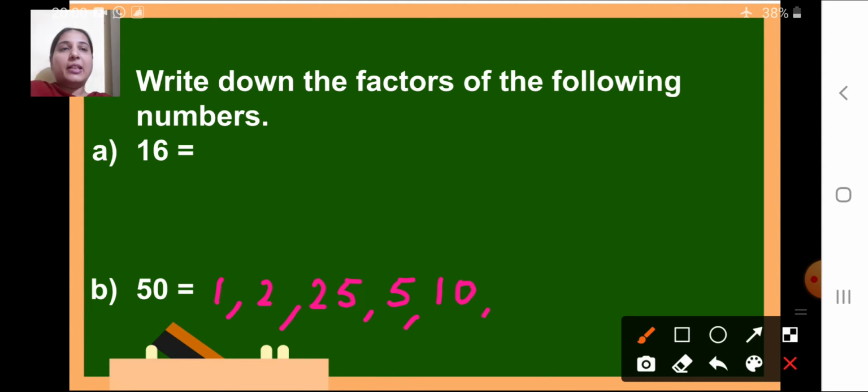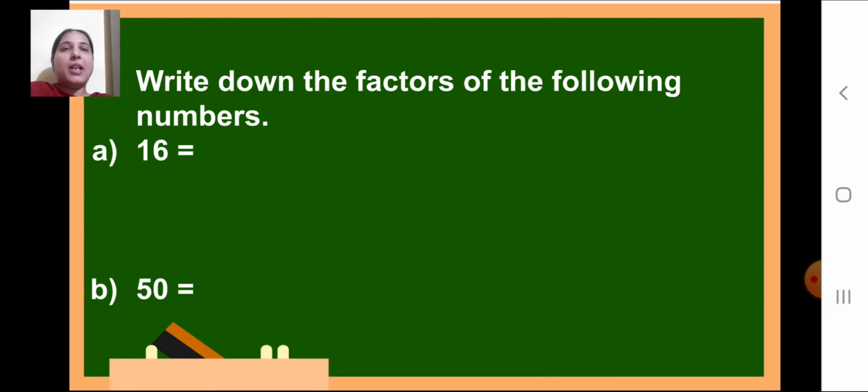And then you will get 50 in the multiplication table of 50 itself. So the factors of number 50 here are 1, 2, 5, 10, 25 and 50. You can arrange them, or you can write it in this way also. So these are the factors of number 50.